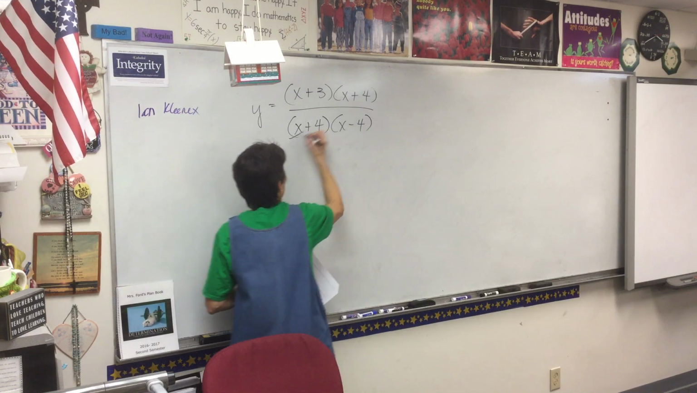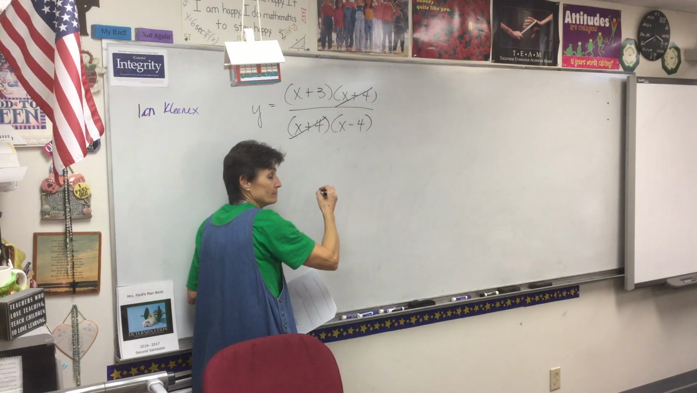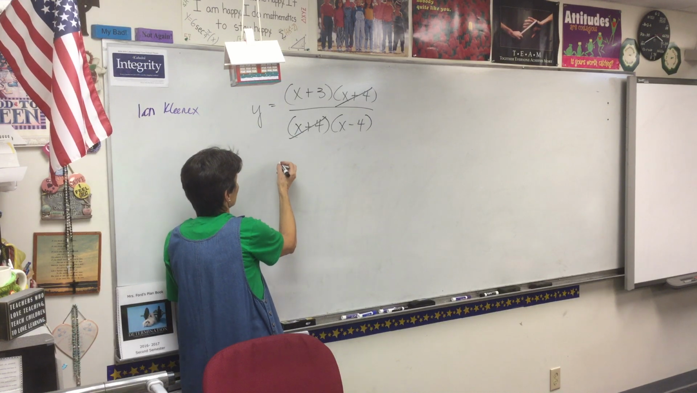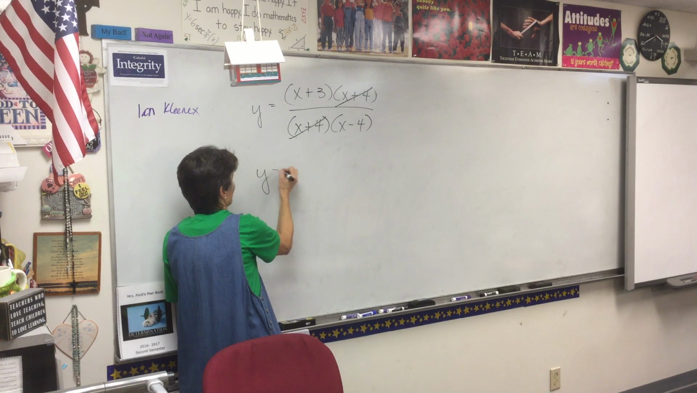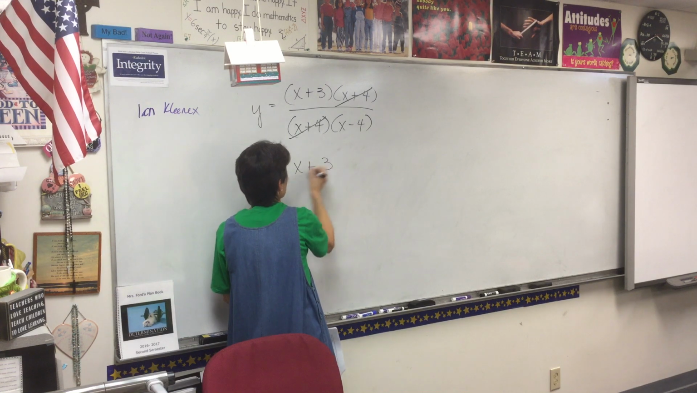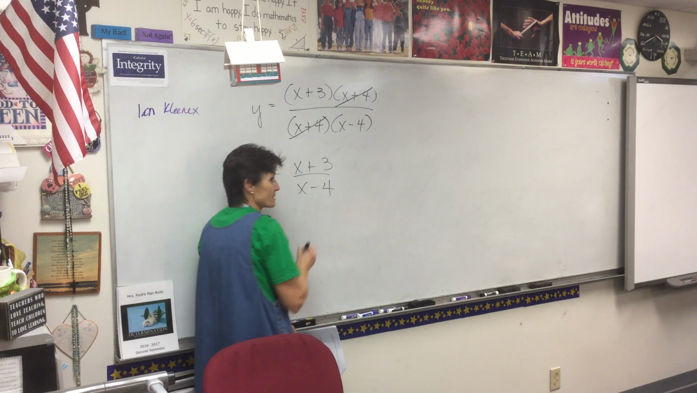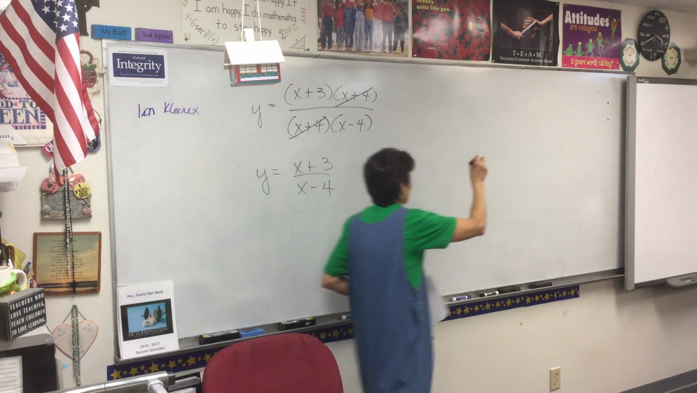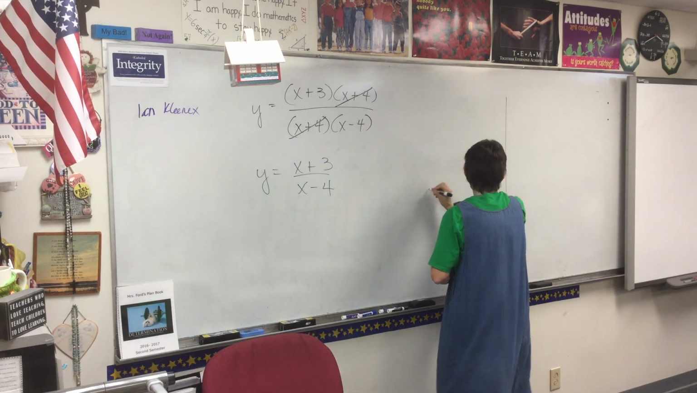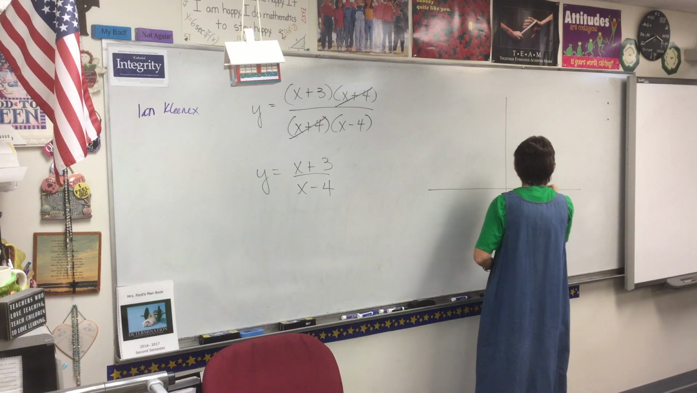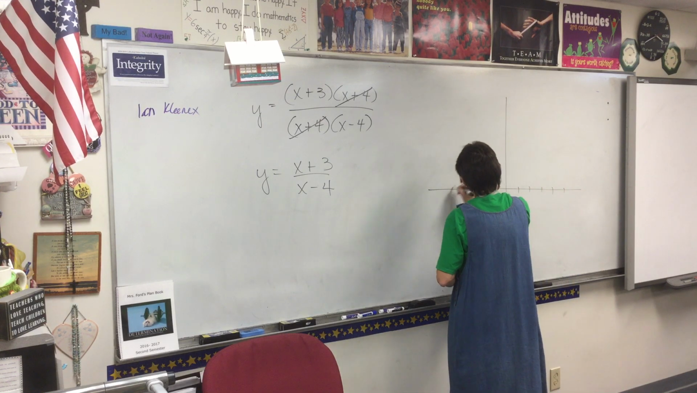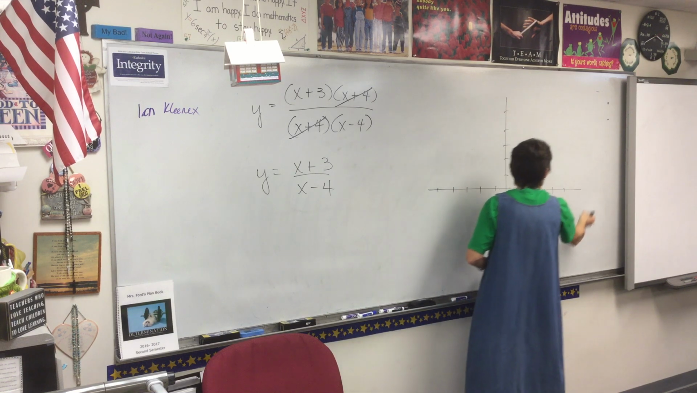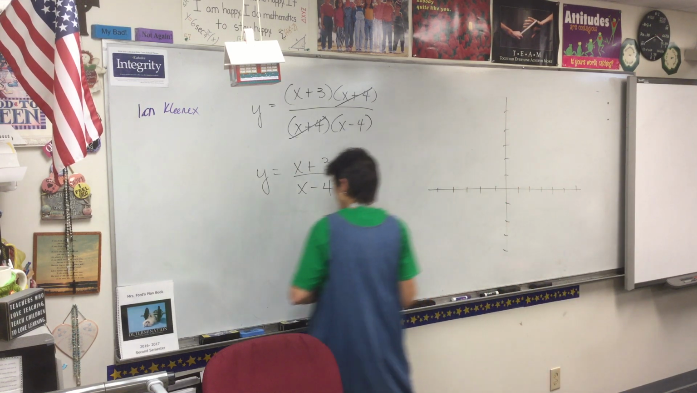So here we go. We got a cancellation, right? So I'm really going to graph x plus 3 over x minus 4. Is everybody okay with that? But because I canceled, what does that mean? There's a hole. There's a hole. So I got to figure out where that hole is. What do you think about where that hole is?